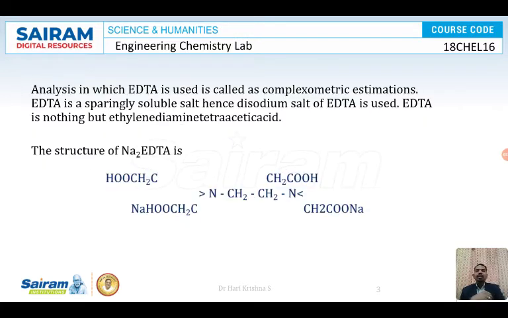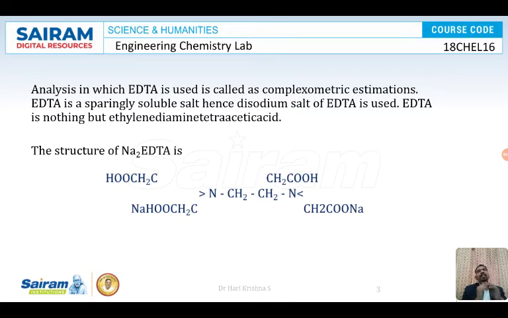Now let us see how to estimate it. We're going to take a sample of water and titrate it against EDTA taken in the burette using Eriochrome Black T indicator. When the color changes from wine red to clear blue, we note down the volume of EDTA consumed and calculate the total hardness present. So what is total hardness? The sum of temporary hardness and permanent hardness is called total hardness.